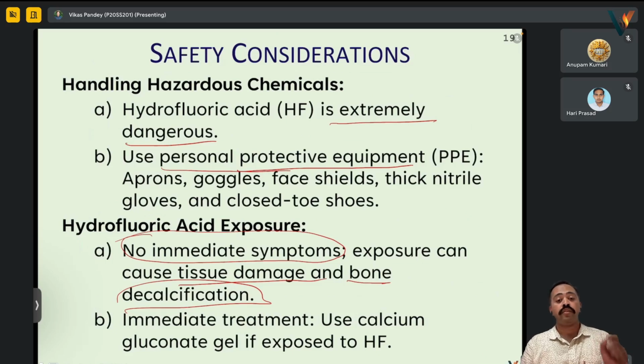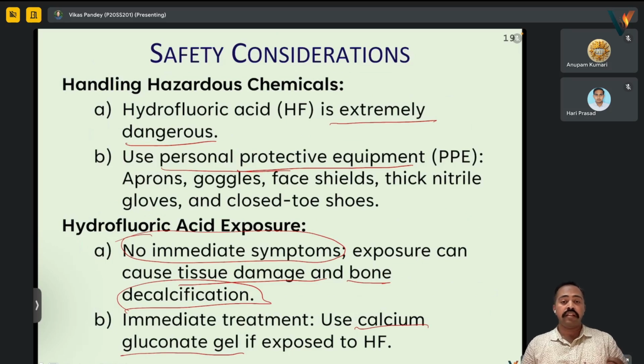Okay. So one solution that always has to be kept is a calcium gluconate gel, which has to be kept in ample amount in the lab where you are working with HF, and that is used to treat someone in case they get exposed to HF by mistake.